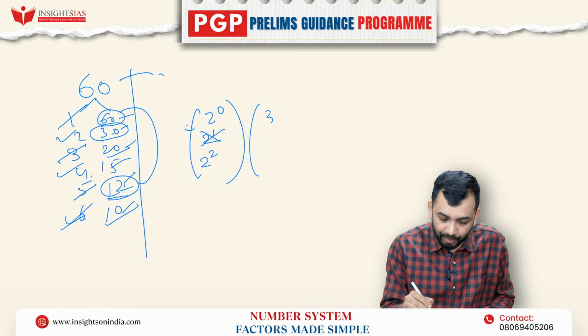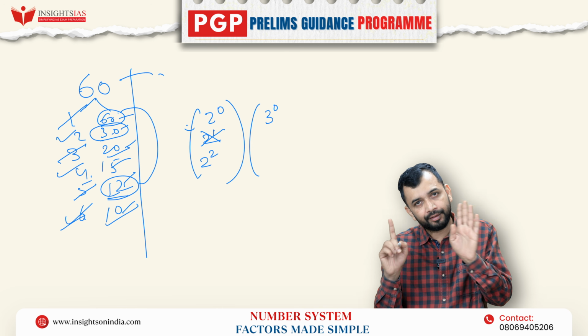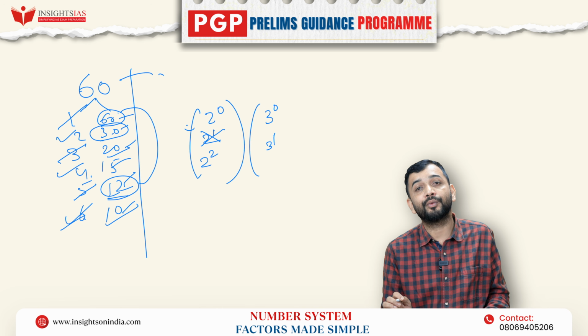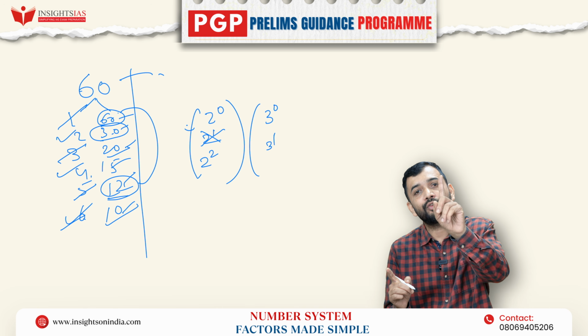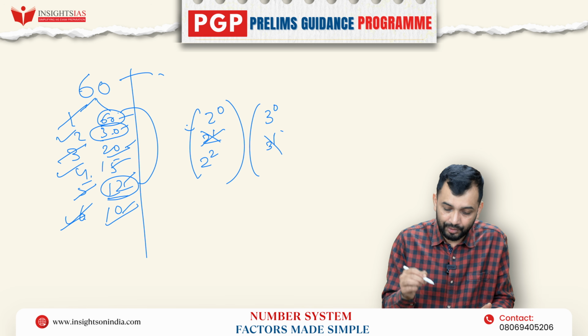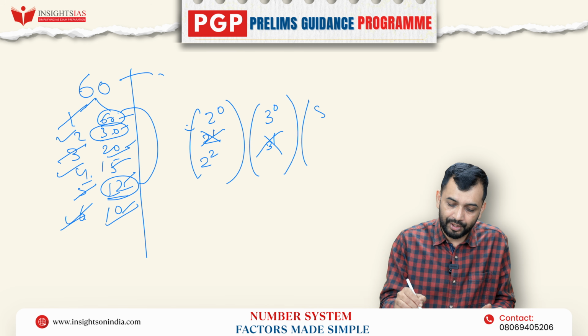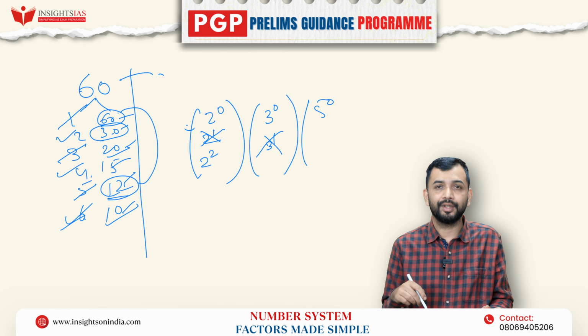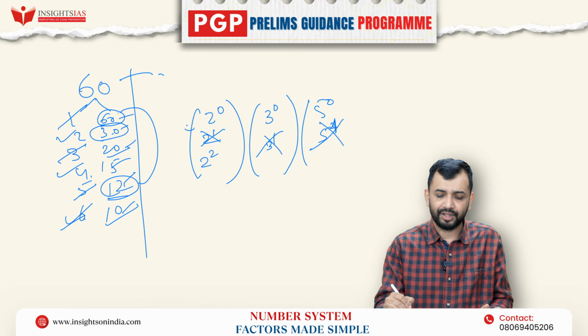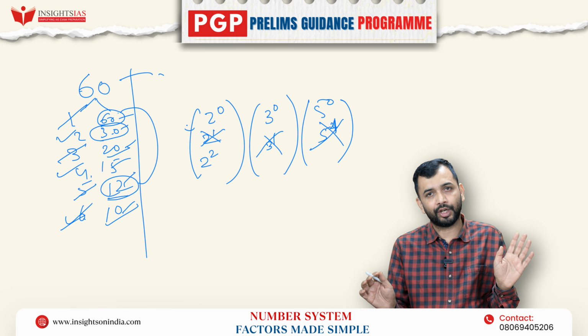Similarly, 3 to the power of 0 is 1, and 1 is coming in pairs, no problem. But 3 to the power of 1 you cannot consider. Why? If you consider 3 to the power of 1, there is only one 3, but to become a square it should always come in pairs. So, you cannot. Similarly, 5 to the power of 0 you can consider. Yes. 5 squared can you consider? Yes. 5 to the power of 1, can you consider? No, because it is only one 5. It is not in a pair.